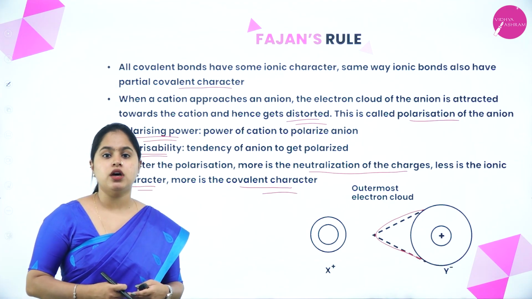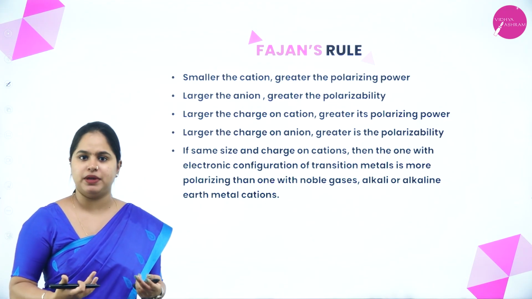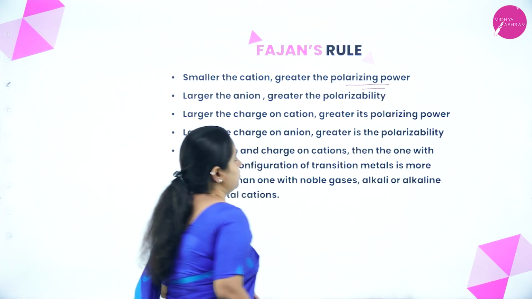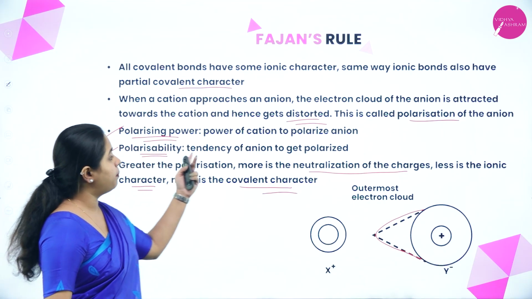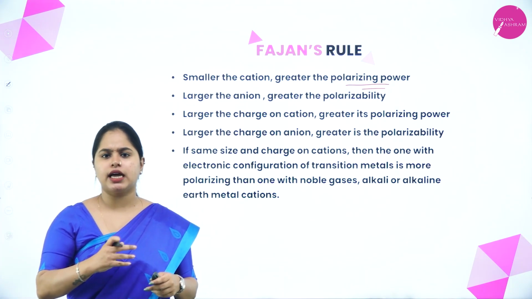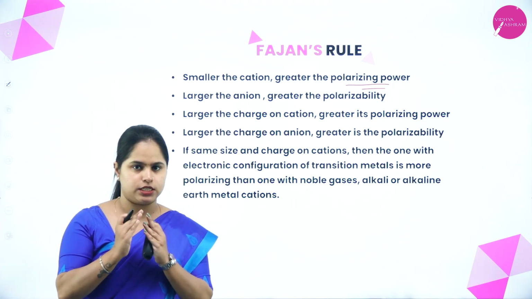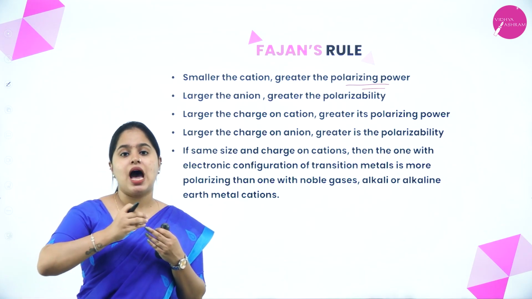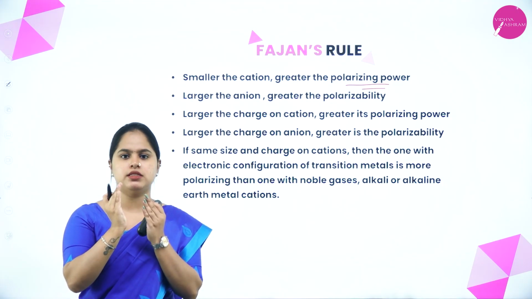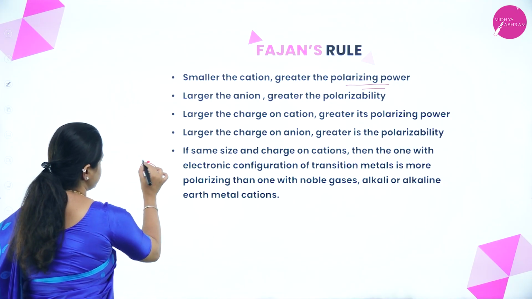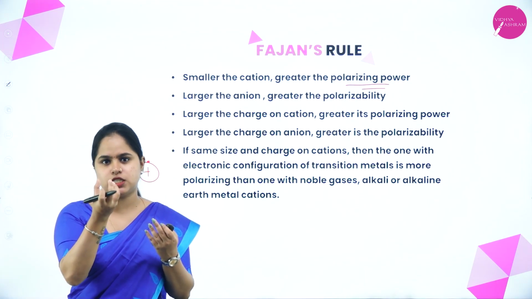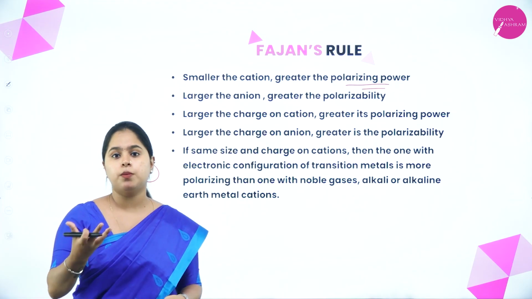Now, moving on to the factors on which this polarization depends. Smaller the cation, greater will be the polarizing power. Polarizing power, what did we study? The power of the cation to polarize the anion. Smaller the cation means, if the size is small, the nucleus and the outermost electrons will be very close to each other, right? So smaller the cation, the size is less, and that means greater the polarizing power.